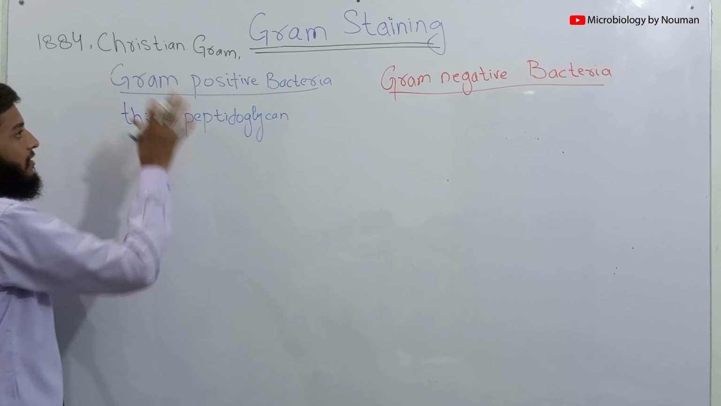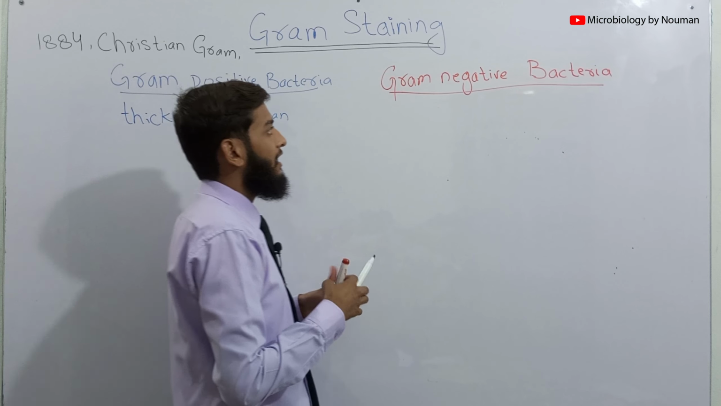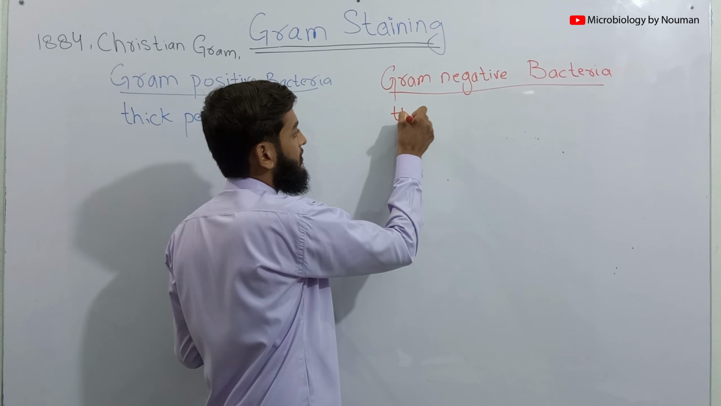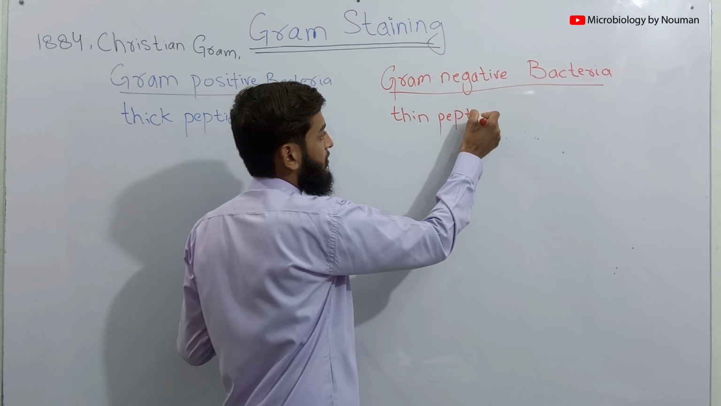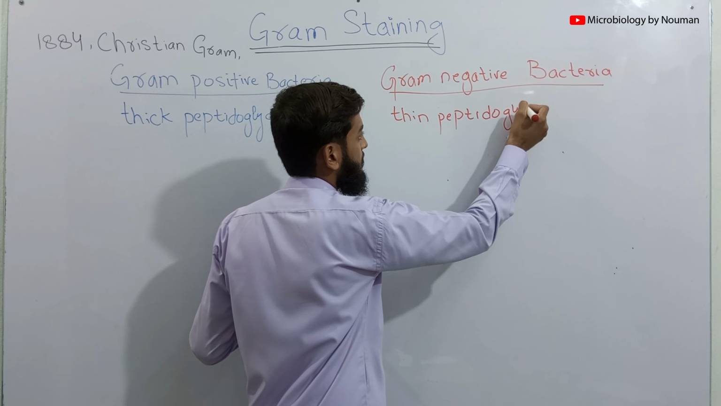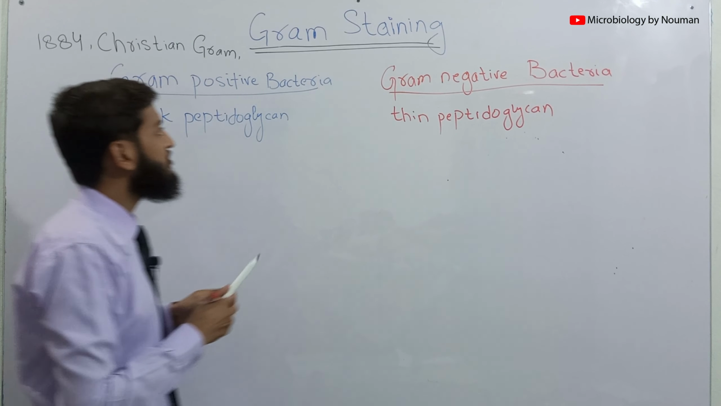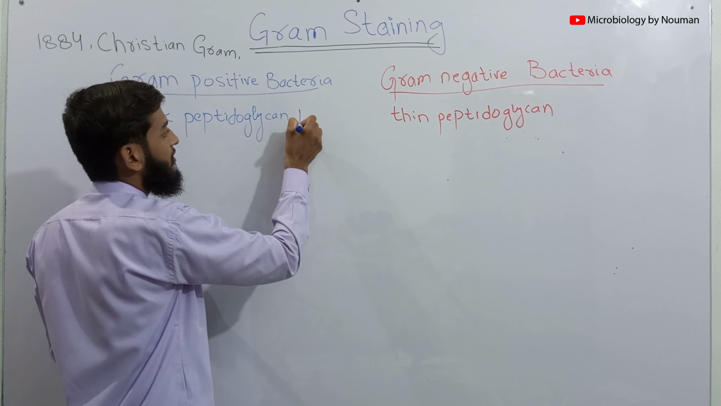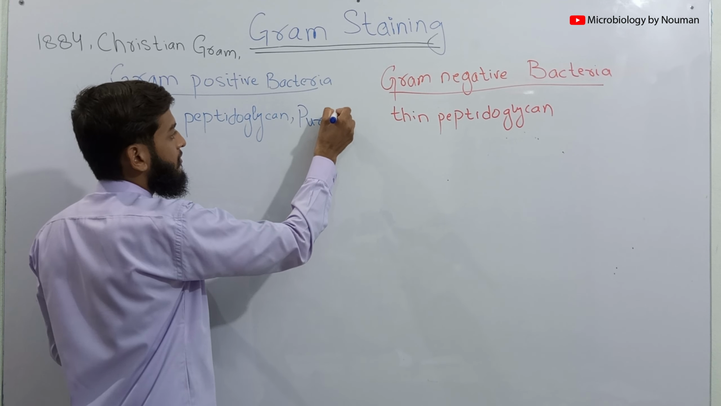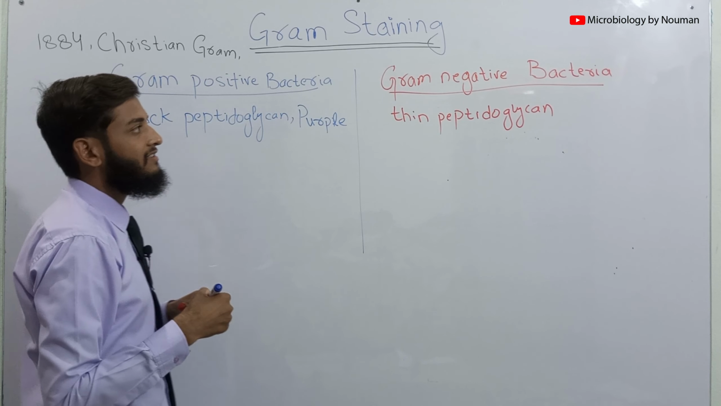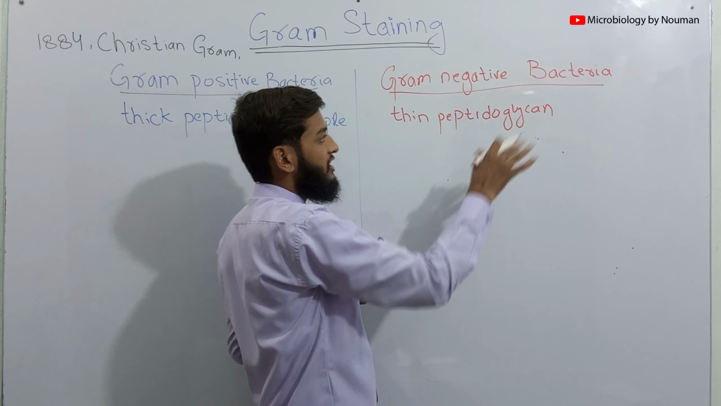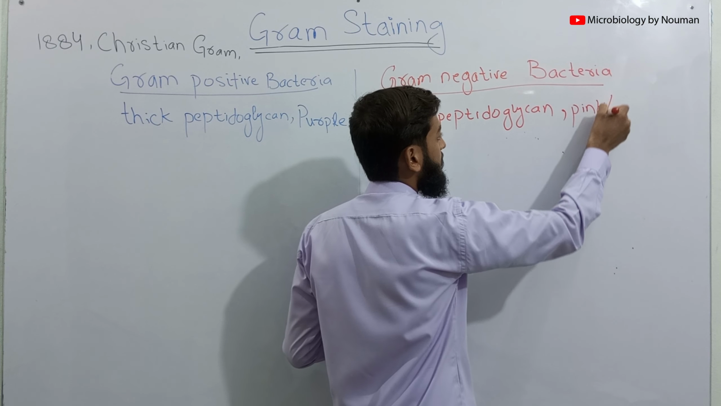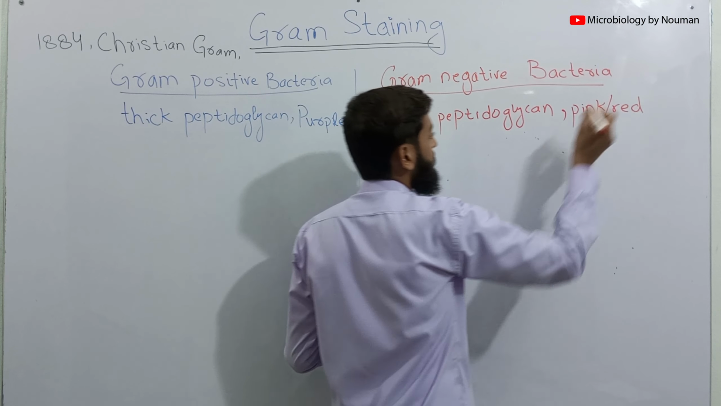Whereas all those bacteria that are having a thin cell wall are termed as gram negative bacteria. Gram positive bacteria, after this gram staining technique, appear as purple in color. Whereas gram negative bacteria, after this gram staining technique, appear as pink or red in color.